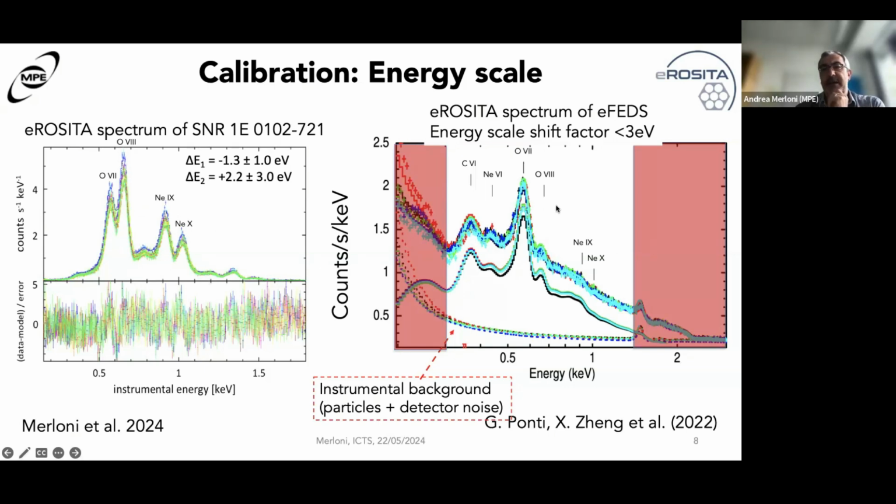And here you see a similar outcome. This is now a spectrum of the background, or actually the foreground. This is diffuse emission from the Milky Way integrated over an area of about 100 square degrees. In that particular case, the temperature of the plasma is a bit warmer than the supernova remnant. And so in fact, the diffuse sky at half a keV is dominated by the oxygen 7 emission line from the CGM of the Milky Way. And in both cases, we have similar energy calibration accuracy.